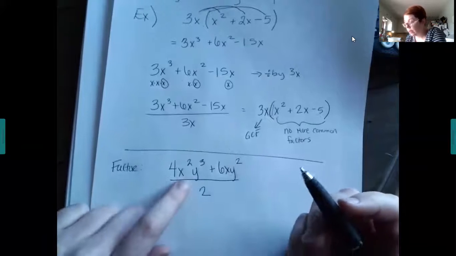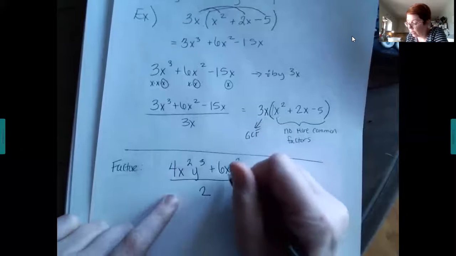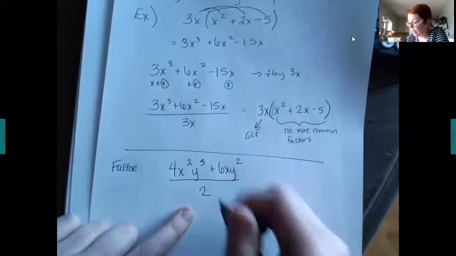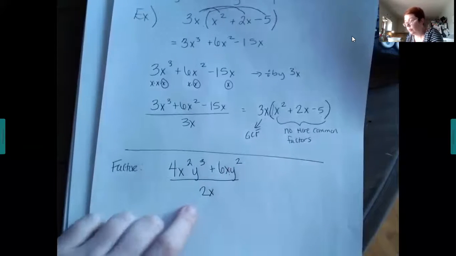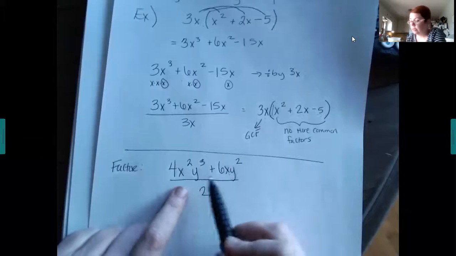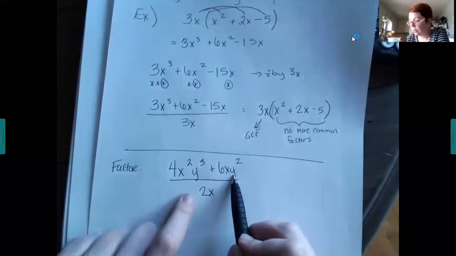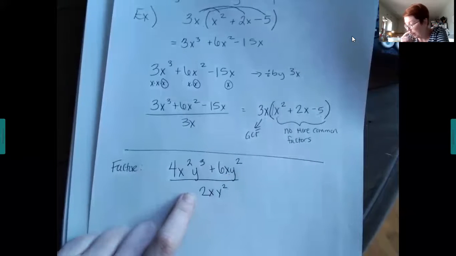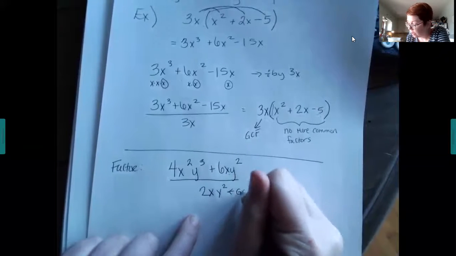So this has 2 x's. This only has 1 x. So factor-wise, I can take out a single x. And then when I look at my y's, this has 2 y's, this has 3 y's. So this has only 2 to give. So I can only take out y squared. This is the GCF.